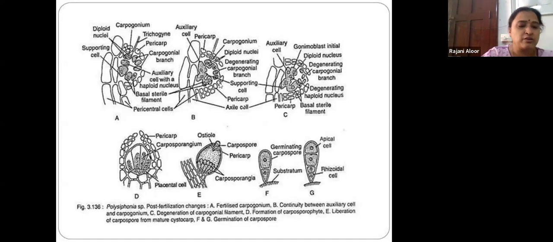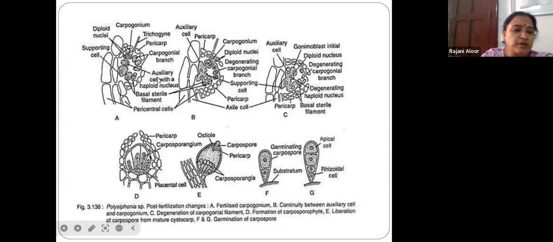Here, another very important point, many post-fertilization changes occur. Starting in this phase, the auxiliary cells divide from the supporting cell. Where the supporting cell is, the auxiliary cells develop from the supporting cell below the basal region of the carpogonium. Simultaneously, the lateral sterile filaments, very long in size, divide to form the auxiliary haploid nucleus.